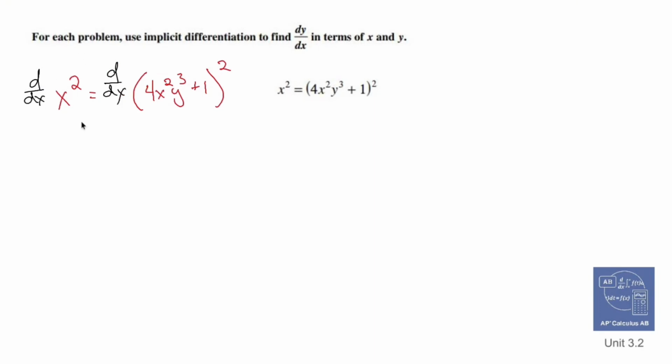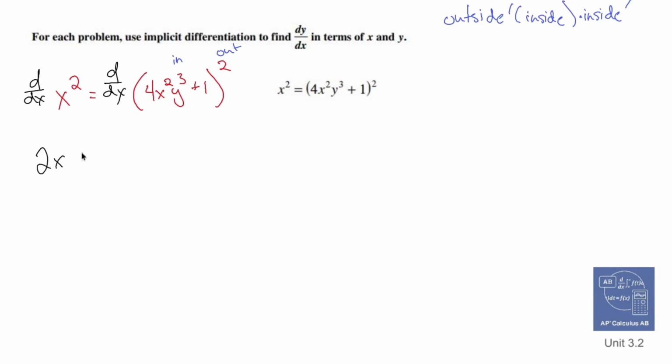Left side, easy peasy, you get 2x. Right side, not at all. Right side is chain rule. And if you remember, chain rule has some type of outside stuff, in this case, squared. And then you have some type of inside stuff, in this case, 4x squared y cubed plus 1. In order to do chain rule, you take the derivative of the outside stuff, keep the inside stuff the way it is for now, and then take the derivative of the inside stuff. That's where it's going to be a killer.